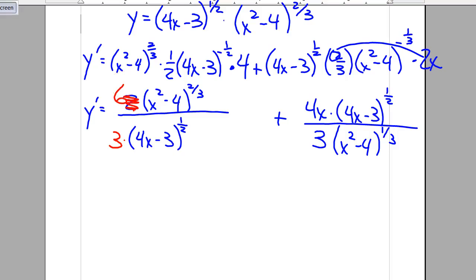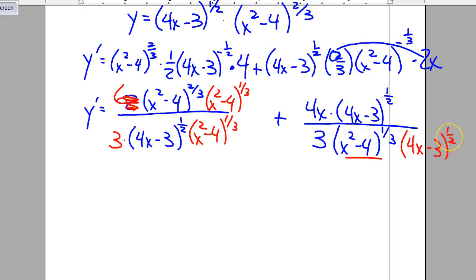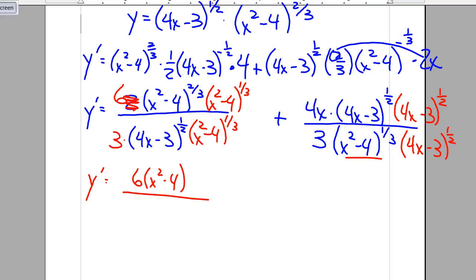And then I also need an x squared minus 4 over here. So the 1/3, I need that piece to be here. If I do that, I've got to write it on top also. And this is kind of a clue that you're on the right track, because when you combine those, you're going to get 1. And over here, I need 4x minus 3 to the 1/2. I need to take the piece over here. If I put it on the bottom, I've got to put it on top also. And again, I'll have exactly 1 of those. So I get 6 times x squared minus 4 to the first on top, and then that.